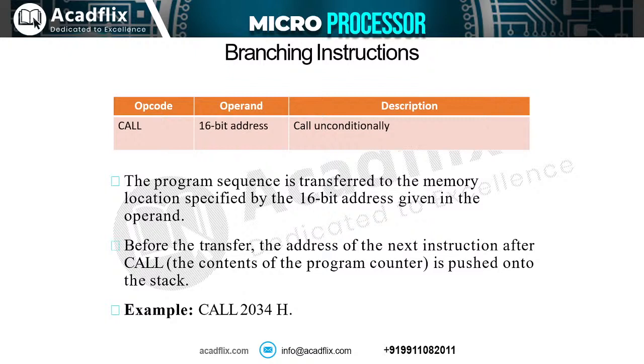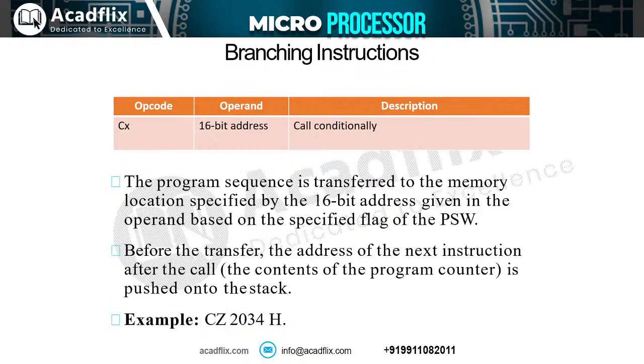Then we have call instruction. Call can be conditional or unconditional. For example, this is an unconditional call. You are not actually using any condition here. You are simply calling the function from the location 2034. You are not checking any condition.